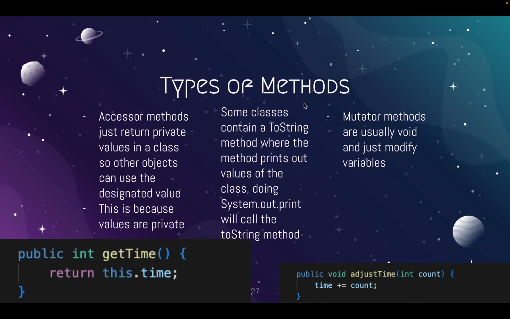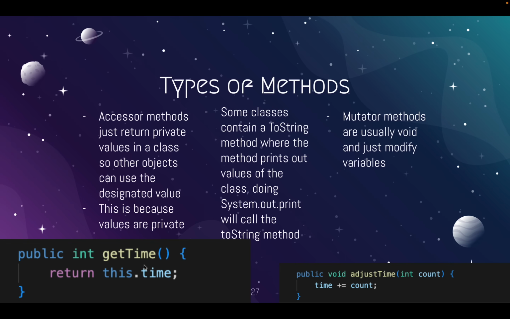So there's generally two types of methods that you might need to know about. Accessor methods simply return private values in a class so other objects can use the designated value. Because these values are private, you set the variable to be private. So if someone outside the class in a main method wants to access that variable, you need to use accessor methods like this. This just returns the time.